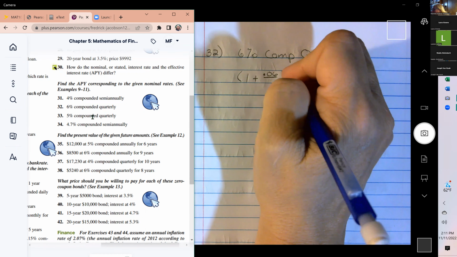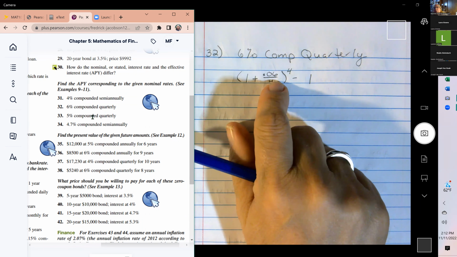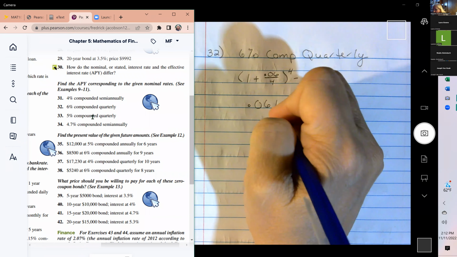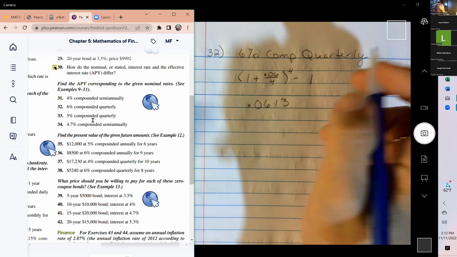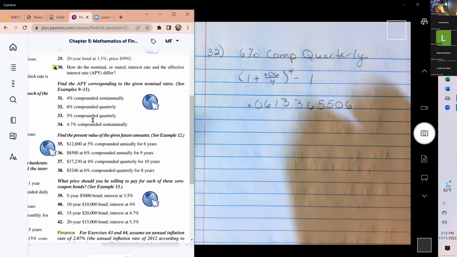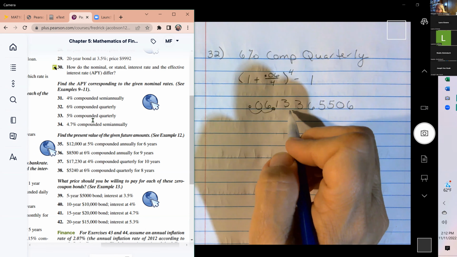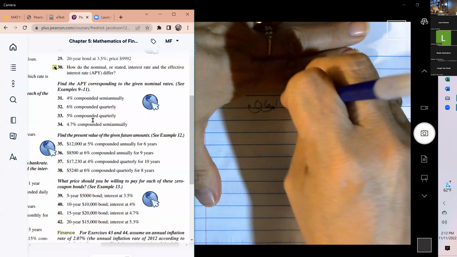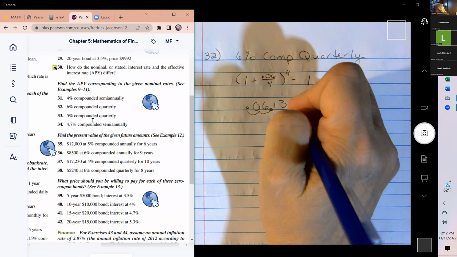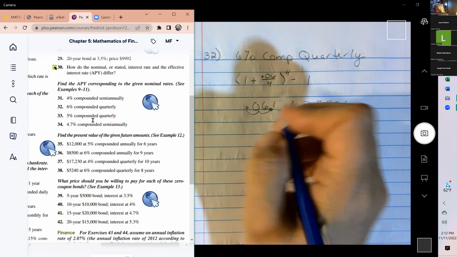Yes. Compounded quarterly, our M is 4. 6% as a decimal, 0.06. And when we plug this in, we get 0.0613635506, making it a percent here. Round tens, hundredths. Oh, I wrote something wrong. I wrote too many threes. Tens, hundredths. The 6 will round this up. 6.14.